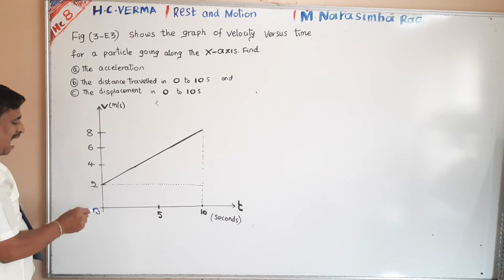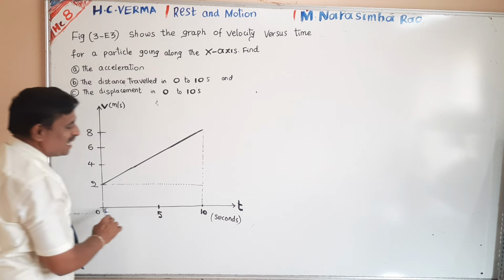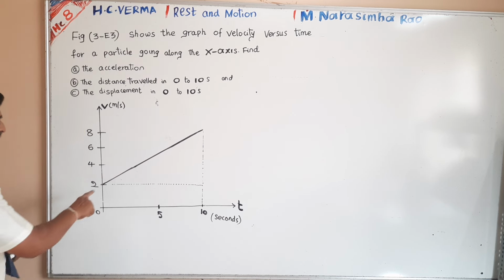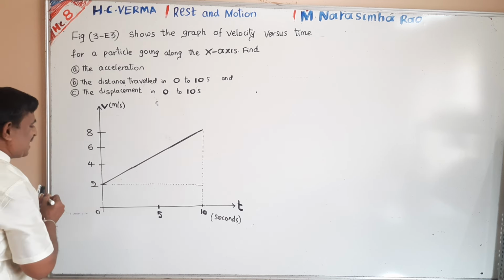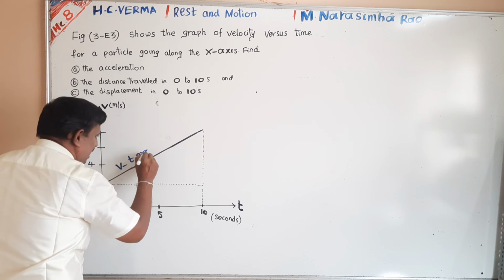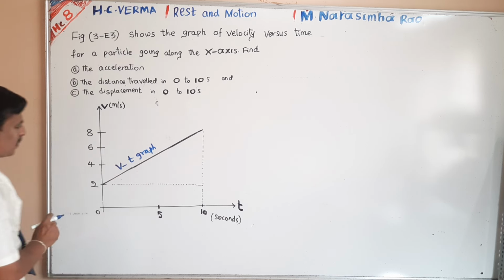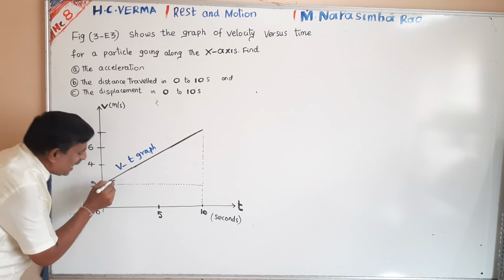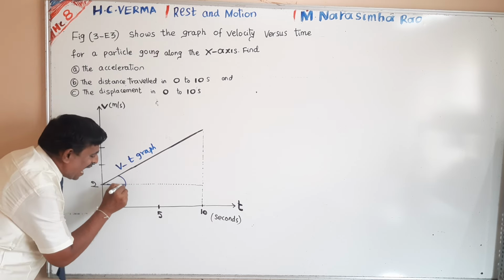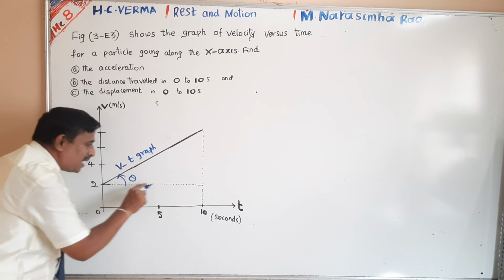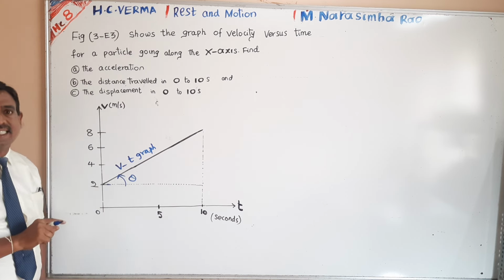Velocity in meter per second is taken along the y axis, and time in seconds is taken along the x axis. This is the velocity time graph, which we call a VT graph. Now this velocity time graph is making an angle theta with the positive x axis.